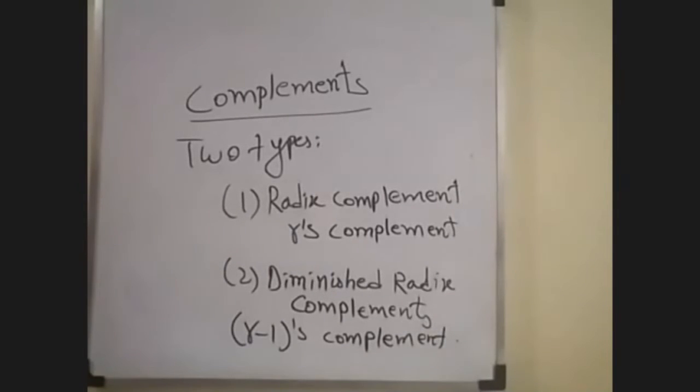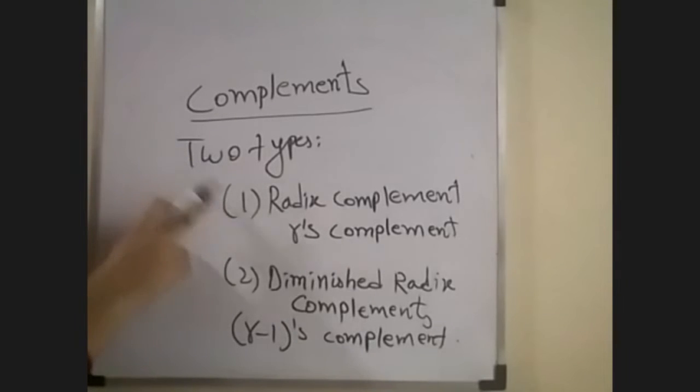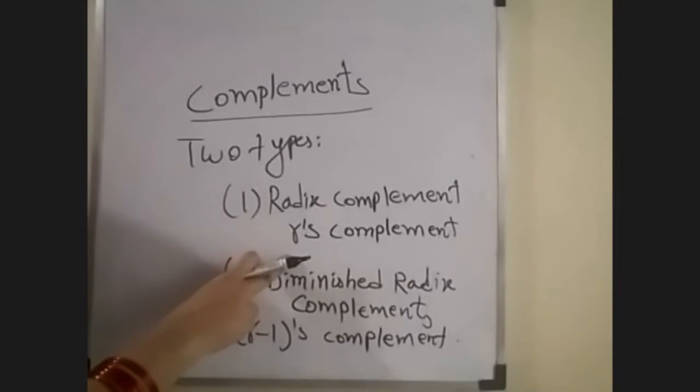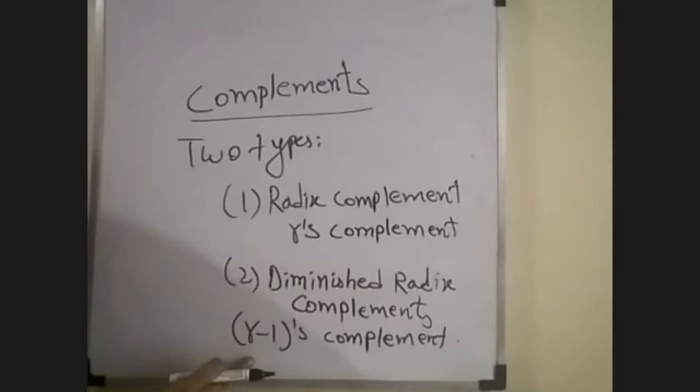Okay, so how many types of complements are there? Why are we using complements? To simplify the subtraction operation and logical manipulations, complements are used. There are two types of complements: the radix complement and the diminished radix complement. Radix complement is also called R's complement. Diminished radix complement is R minus 1's complement.